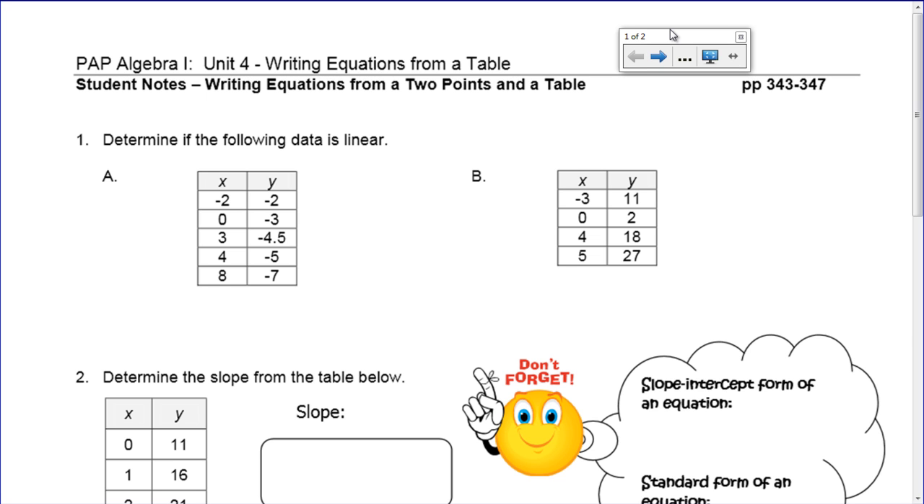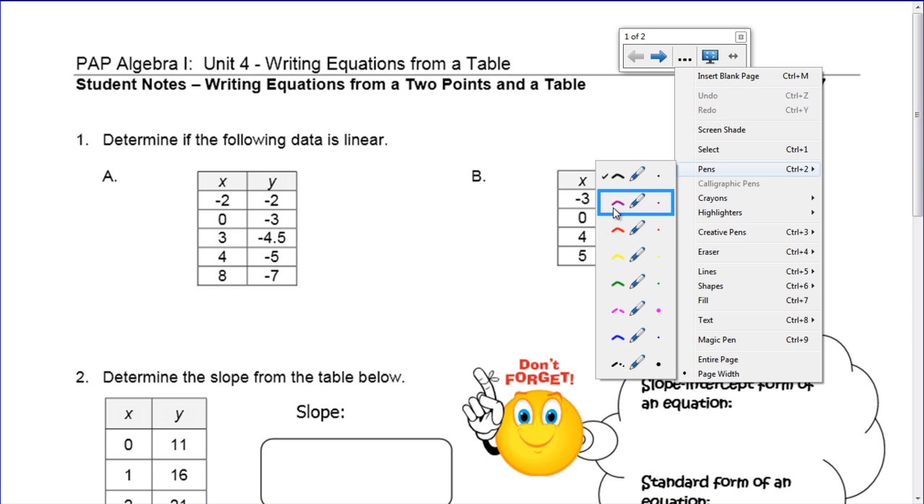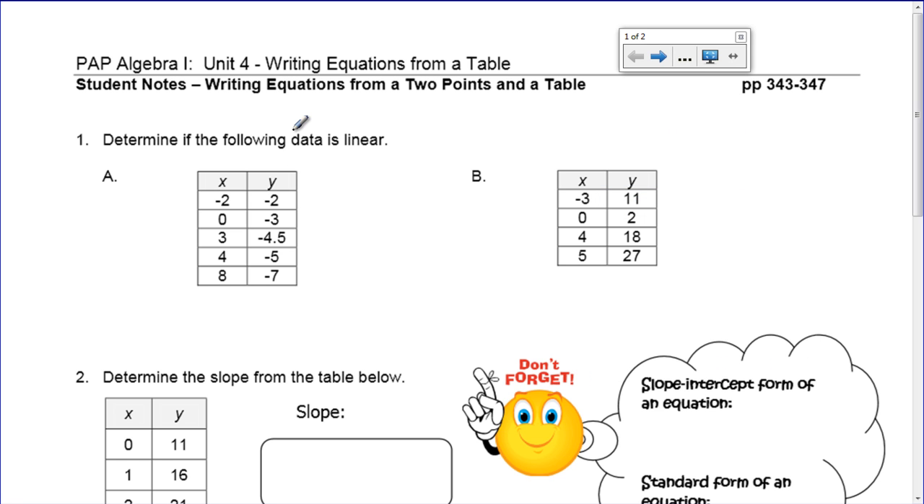Number one asks first for us to determine if the data is linear. In order for data in a table to be considered linear, it has to have a constant rate of change, which means its slope has to be the same throughout the table. If the slope is not the same throughout the table, then it's not linear. It will be some other kind of function. So the first thing we're going to have to do is find the slope between all of the points and make sure that it is constant throughout.